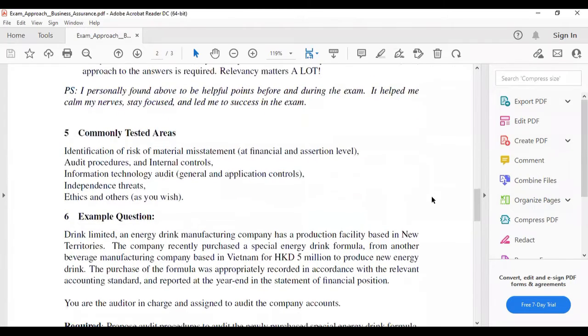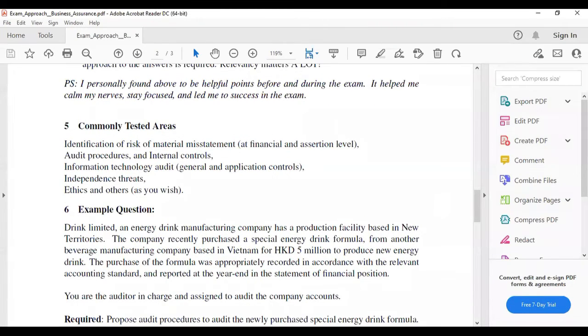As a disclaimer, these are just my personal helpful points that I found helpful to stay focused and calm my nerves to get a pass on this exam. So that's what I did, personally speaking. But it could vary from person to person, so you can tailor this. Again, different people would take things very differently. But I hope some of the points could be helpful to you.